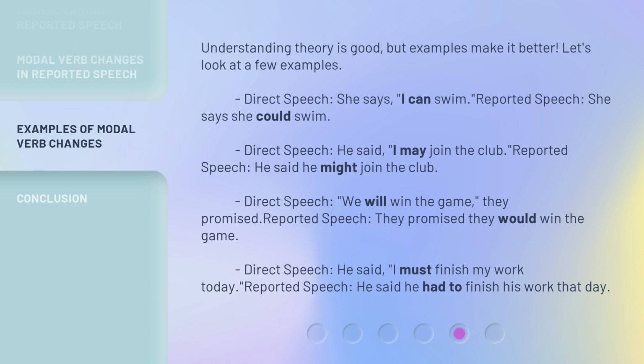Direct speech. "We will win the game," they promised. Reported speech. They promised they would win the game. Direct speech. He said, "I must finish my work today." Reported speech. He said he had to finish his work that day.